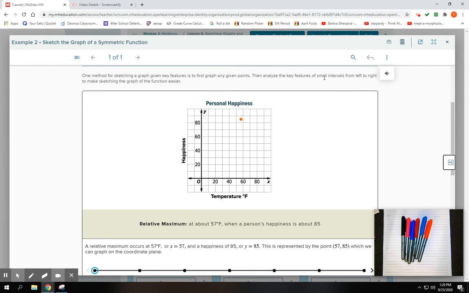One method for sketching a graph given key features is to first graph any given points, then analyze the key features in small intervals from left to right to make sketching the graph of the function easier. Since we know the relative maximum at about 57 degrees Fahrenheit, when a person's happiness is about 85, we are going to put a point at 57, 85, right there. A relative maximum occurs at 57, so x equals 57, and the happiness is 85, so y equals 85. This was represented by the point 57, 85, which we can graph on the coordinate plane, right there.